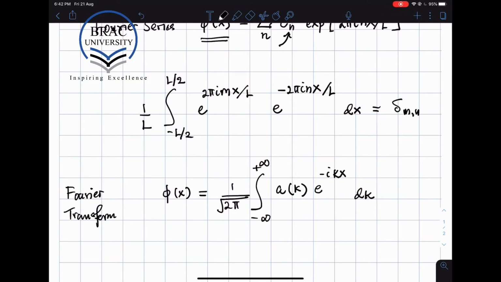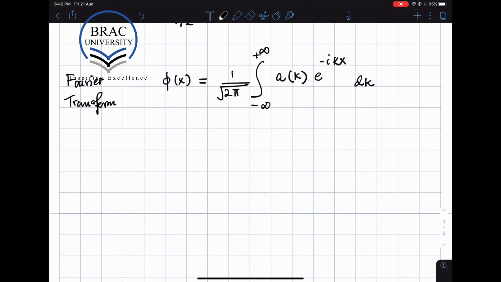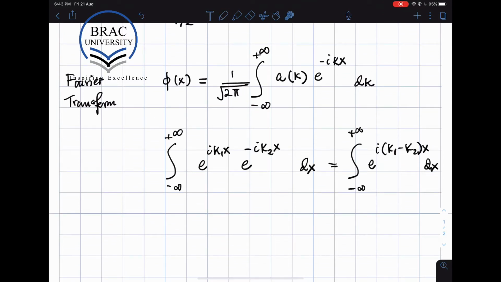Now for the Fourier transform, we need some orthogonality conditions which are analogous to that. So if I now go to the limit where L goes to infinity, then the left-hand side is replaced by something like this, where now K1 and K2 are wave numbers which take their values in the real line. So they are continuous variables.